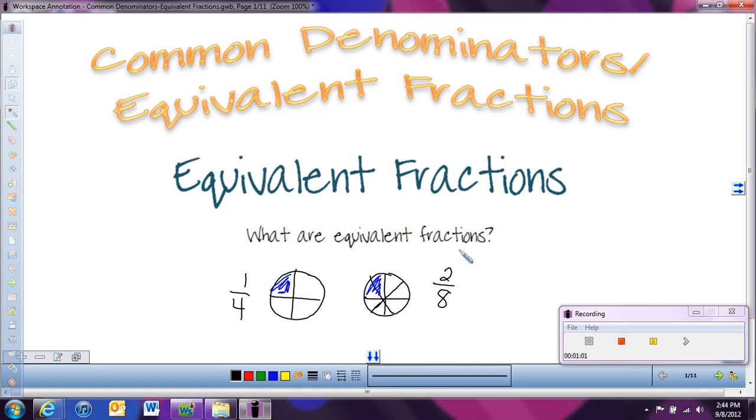So equivalent fractions are 2 fractions that can be simplified down to the same fraction. The same amount of the pizza is covered, it's just another name for 1/4 because we have our cake or our pizza cut into more than 4 pieces. So that's what equivalent fractions are.